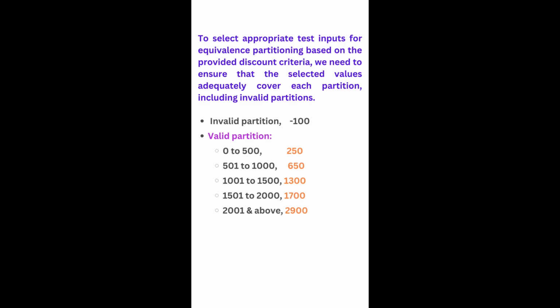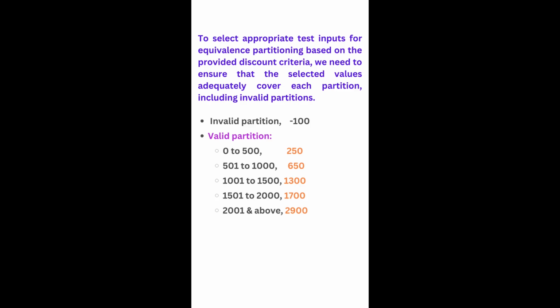To select appropriate test inputs for equivalence partitioning based on the provided discount criteria, we need to ensure that the selected values adequately cover each partition, including invalid partitions. For invalid partition, take -100. For valid partition, 0 to 500, take 250. As well for valid partition, 501 to 1000, take 650.